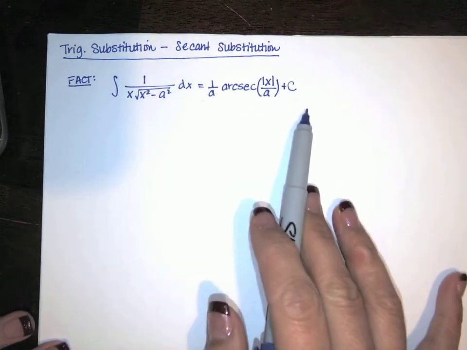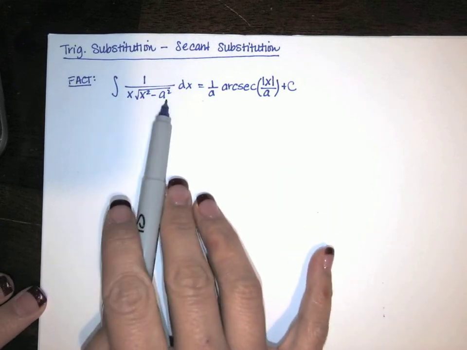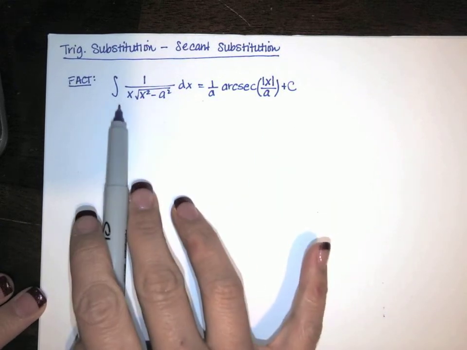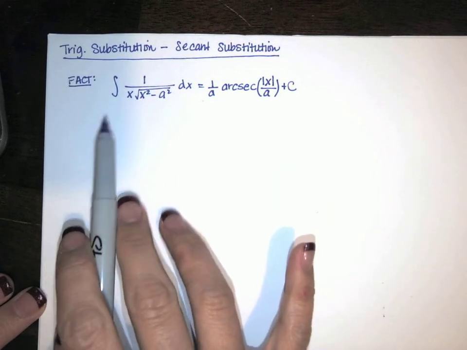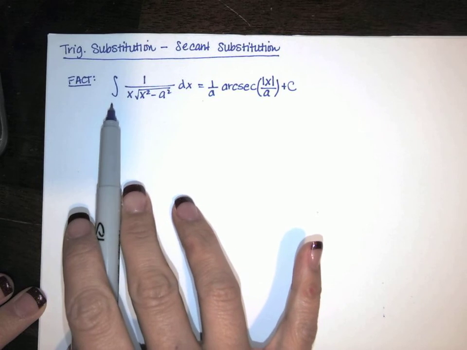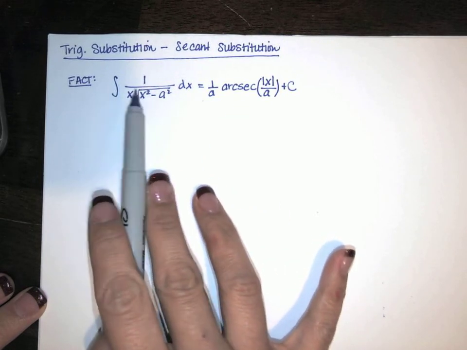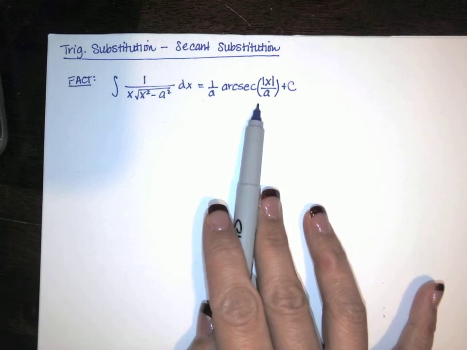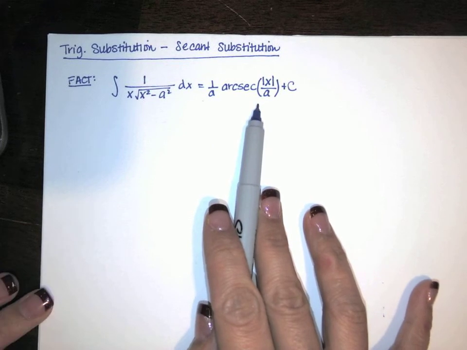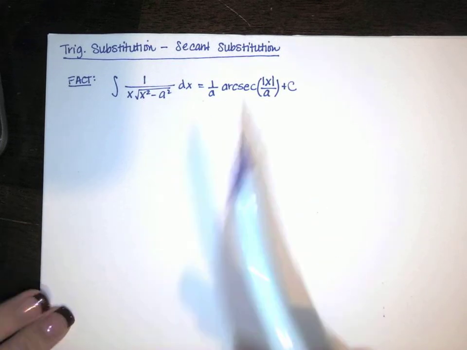So this is our arcsecant. Notice it's got an x squared minus a squared under the radical. You've got an x out front. You've got a constant in the numerator. If the integral looks exactly like this, or maybe there's a constant, we can factor out the constant. You can use this rule. It's just a basic rule, and it's one that we derived back in Calc 1.